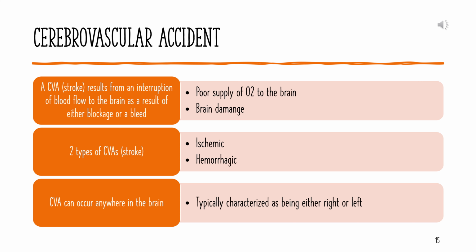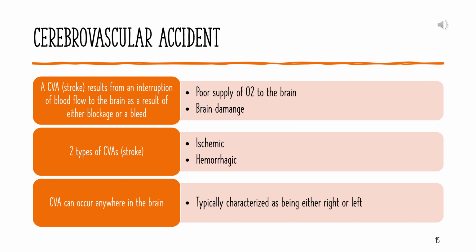The first diagnosis I'm going to discuss is a cerebrovascular accident, CVA, or more commonly known as a stroke. A CVA results from an interruption of blood flow to the brain that can be the result of either a blockage or a bleed. When there's a blockage or a bleed, it can result in a poor supply of oxygen to the brain and cause brain damage of varying amounts depending on the location and severity of the stroke.